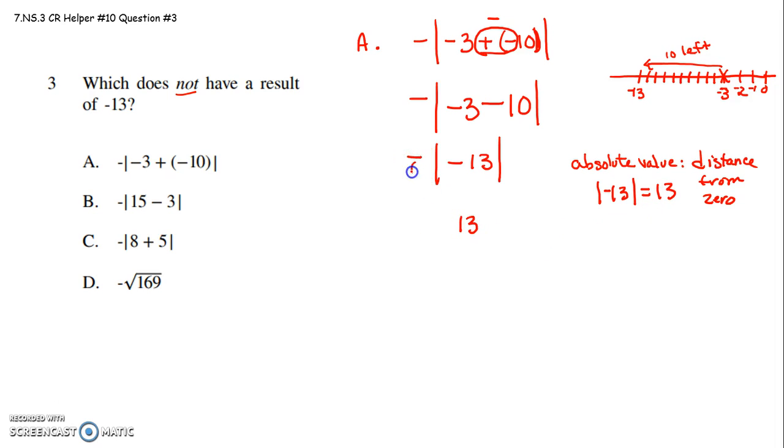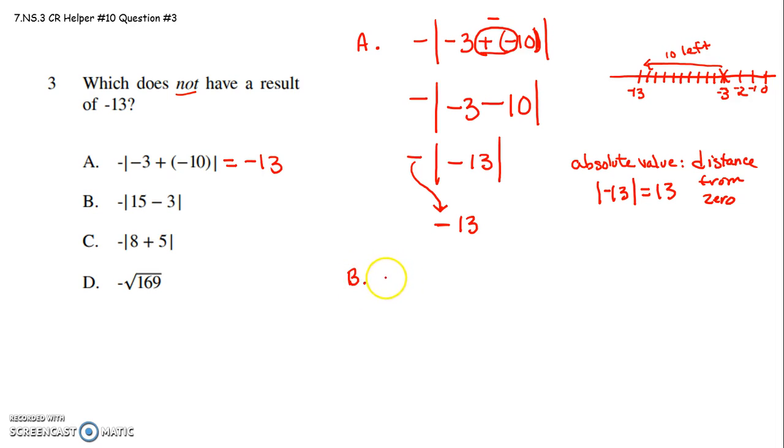But I have this little negative running around out in front. I cannot lose that. The absolute value of negative 13 became 13, but I can't lose that negative. So the final result for A is negative 13. We want the one that's not negative 13. All righty, let's take a look at B.